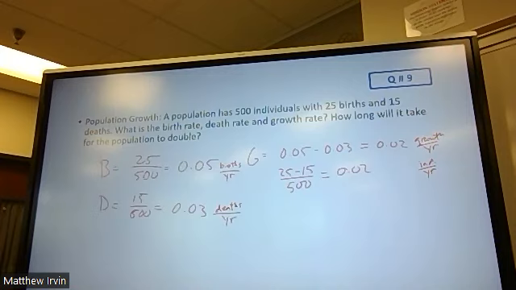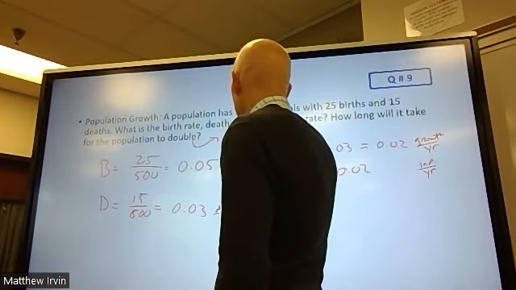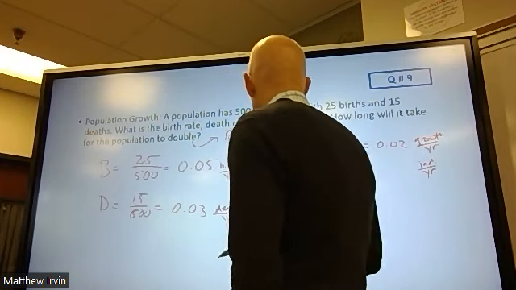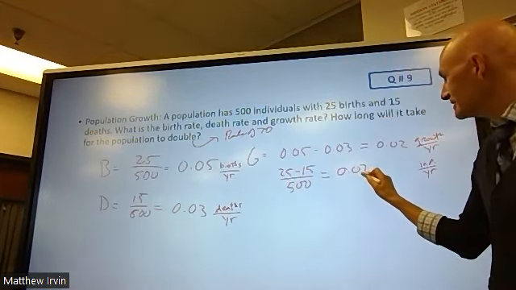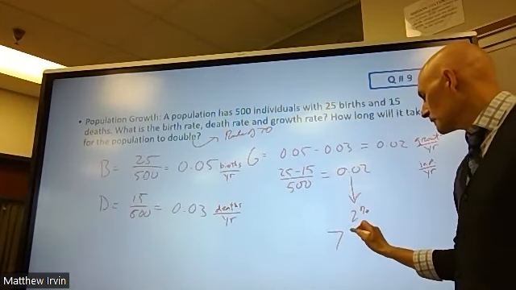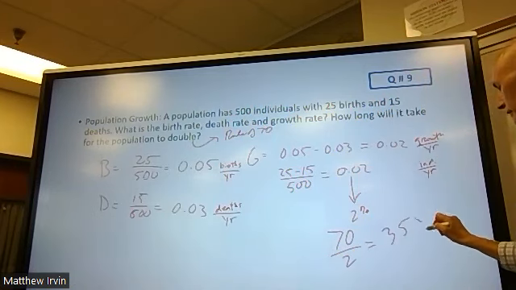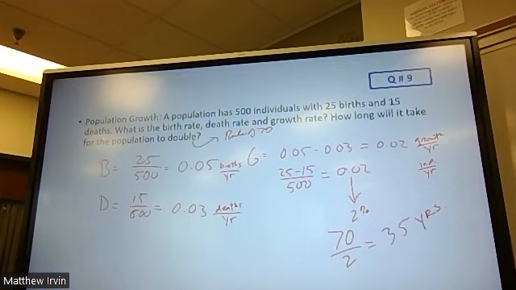Now, how would we calculate our doubling time? That is the rule of 70. So we're going to take our growth rate as a percent, and we divide that into 70. So we would say 35 years until it doubled, approximately.